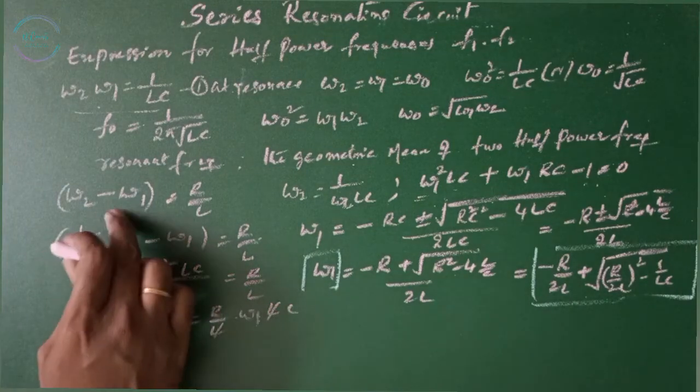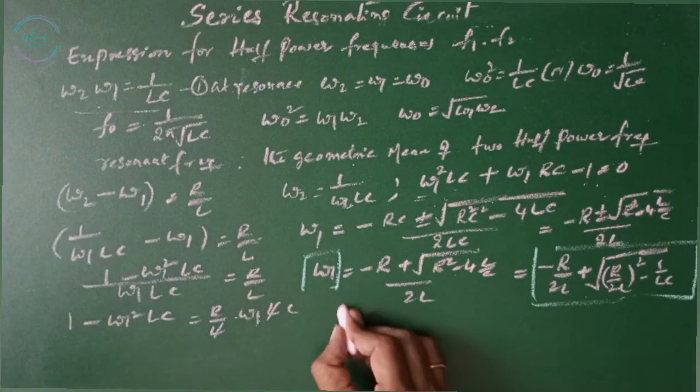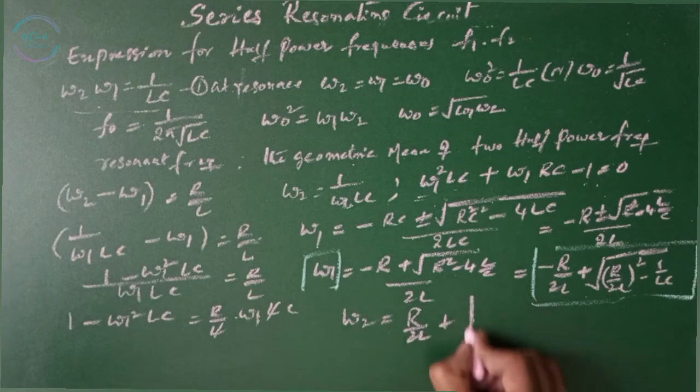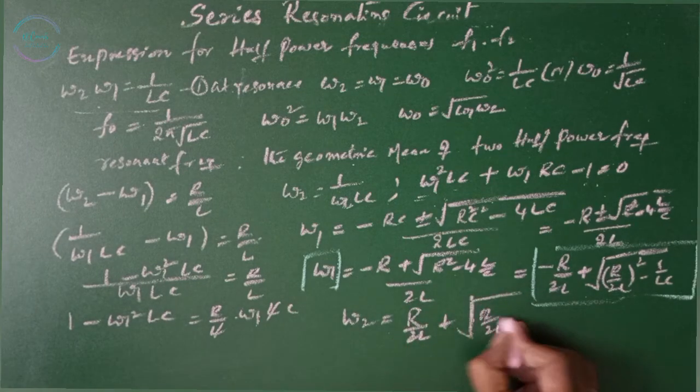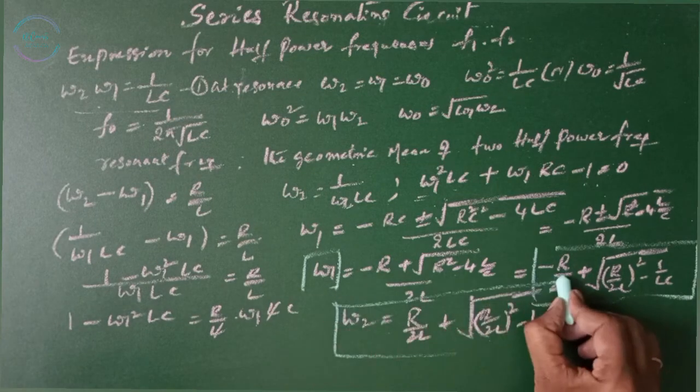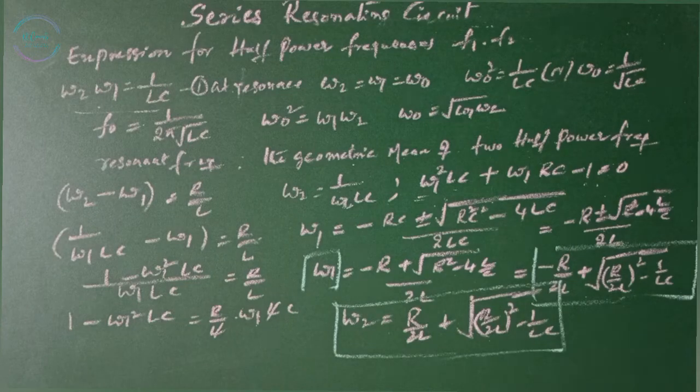You can substitute this value in this equation, then you can get omega 2 equals R by 2L plus the square root of (R by 2L) whole square minus 1 by LC. This is omega 2. And you know that omega 1 and omega 2 are the half power angular frequencies.